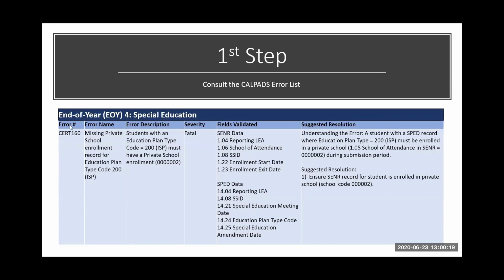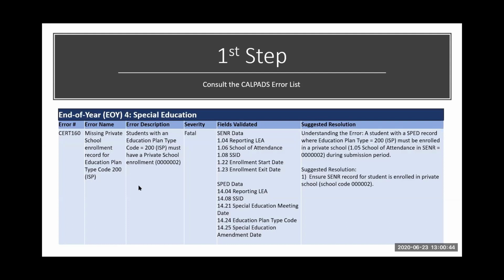So on the far left, we have the error number and the error name, and we use this to match the error that we received. In this case, it's a certification error, so we're looking at the certification detail screen. We have a record that has triggered a CERT160, and we use the error number as a reference. Again, the error name helps us identify that we are referencing the correct error.